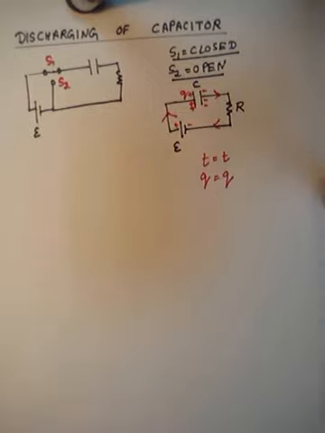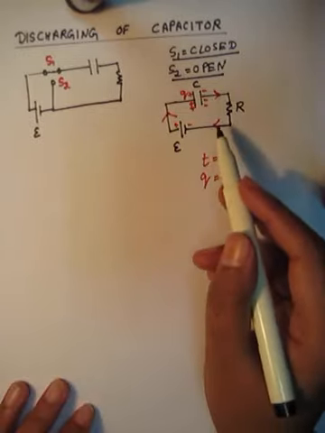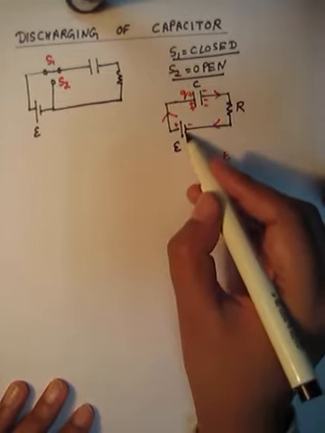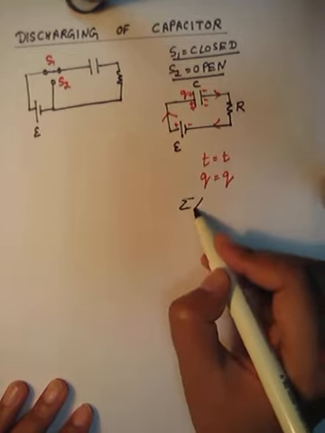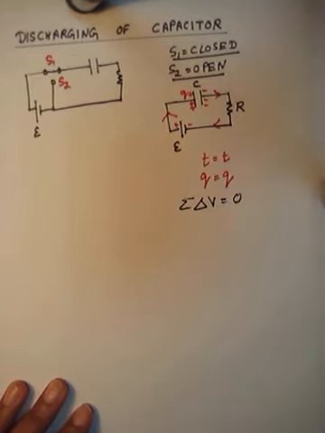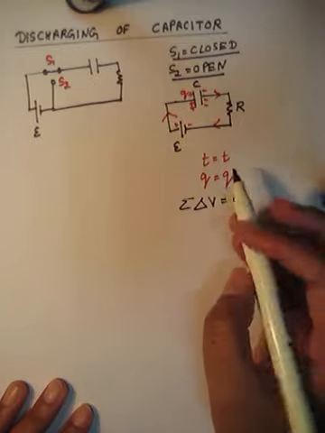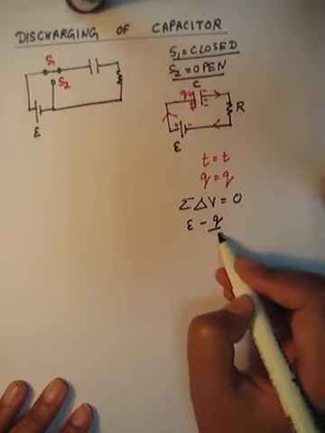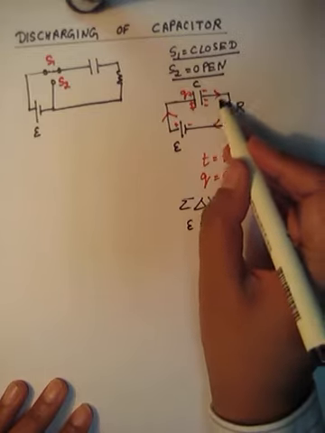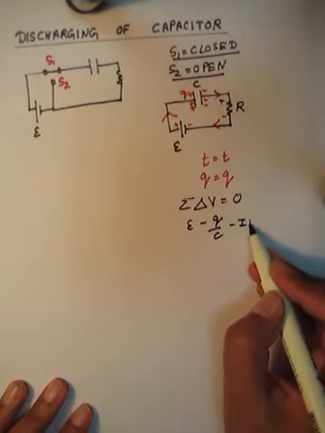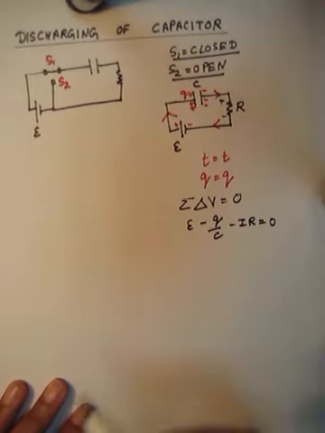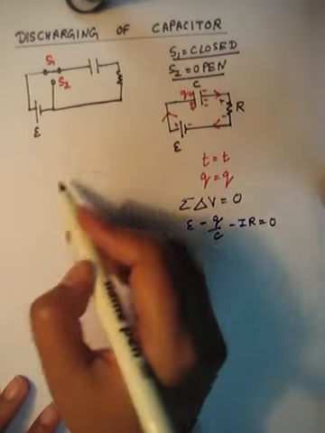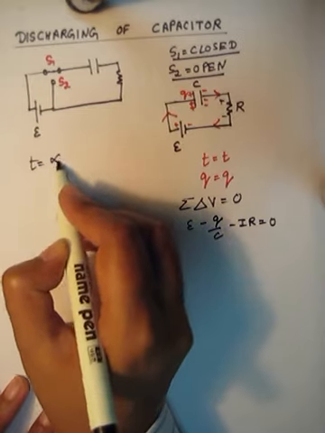And if I have to write an equation for the Kirchhoff's law for this circuit, it will look like, let us say I start from this point. So we're talking about Kirchhoff's law, which is summation delta V is equal to 0. So it will be epsilon minus Q upon plus to minus, and then plus to minus minus IR is equal to 0.